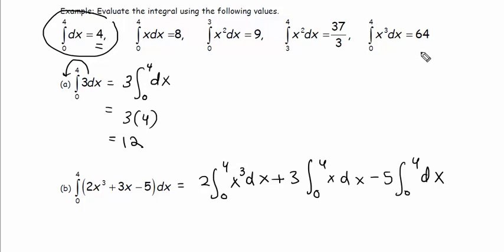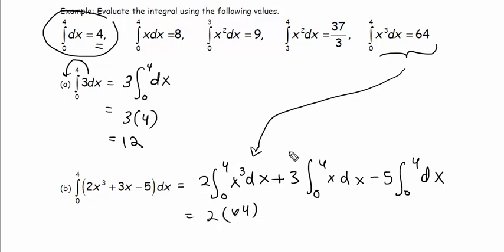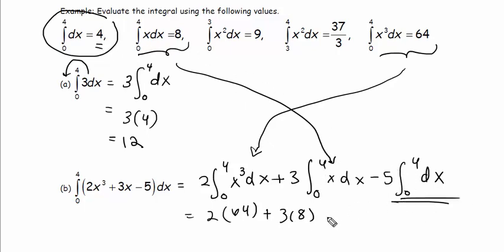So I see this one right here ended up being 64. So 2 times 64. This one right here ended up being 8, so plus 3 times 8. And this one right over here we already knew was 4, so minus 5 times 4. So that's 128 plus 24 minus 20, that's 132.